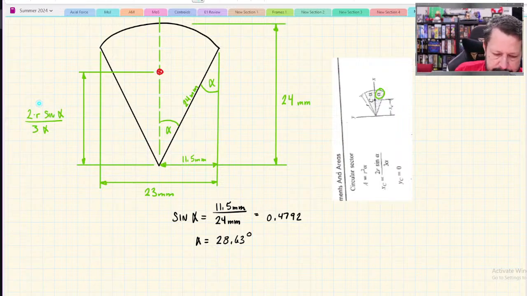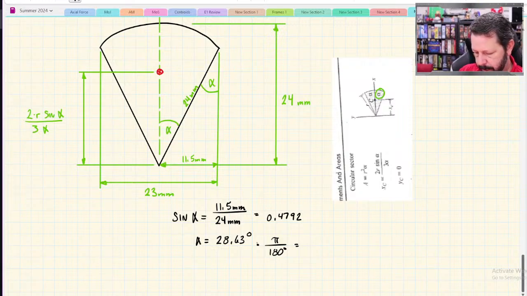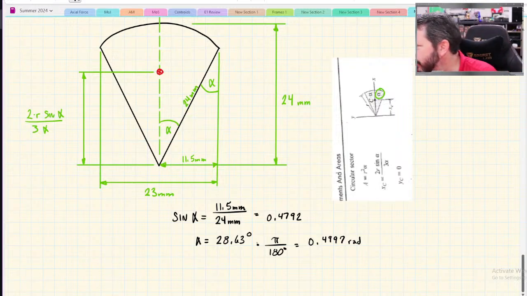So actually we know the sine of alpha. This is the sine of alpha right here. So that part of the equation is already solved for us. But we need the actual radian value. So to convert to radians, we multiply by pi, divide by 180 degrees. So 28.63 times pi divided by 180 is 0.4997 radians. Okay? Why is 24 the hypotenuse?